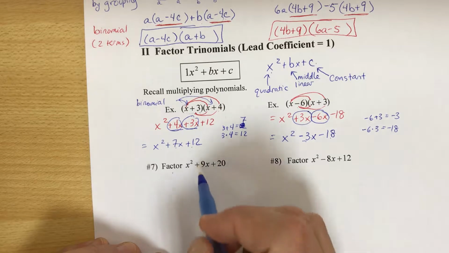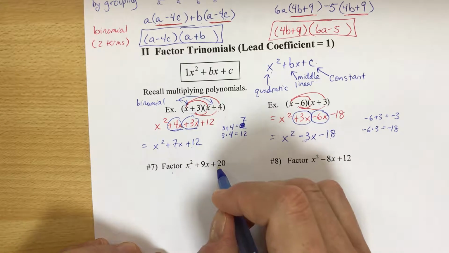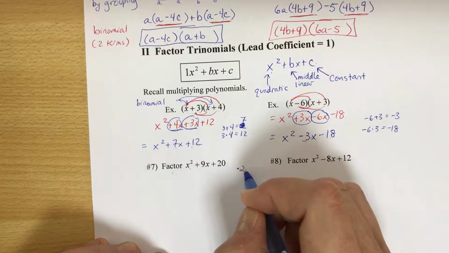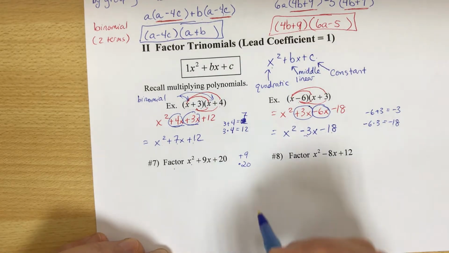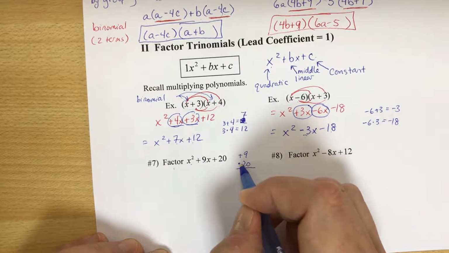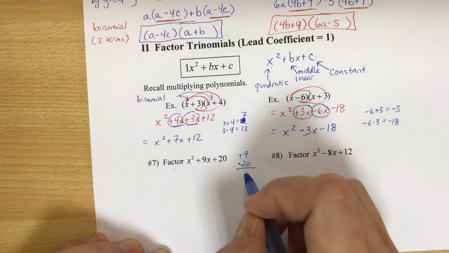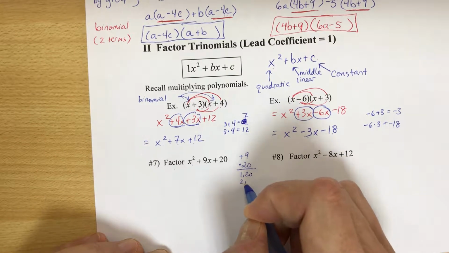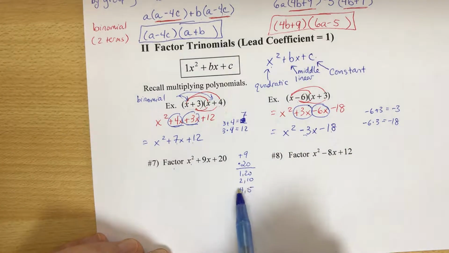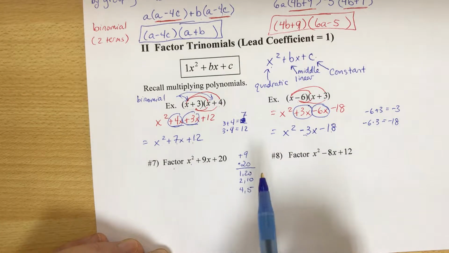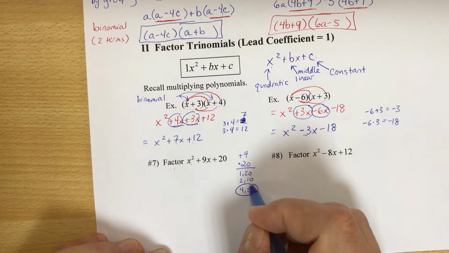So in number 7, we want to factor x squared plus 9x plus 20. Well, can we think of 2 numbers that multiply to 20 that add up to 9? Okay, so when we do this, what we'll always do is we'll start with factors of 20. Think of pairs of numbers that multiply to 20: 1 and 20, 2 and 10, 4 and 5. What we're looking for is a pair of these that also add up to 9. And 1 plus 20 is 21, 2 plus 10 is 12, 4 plus 5 is 9.